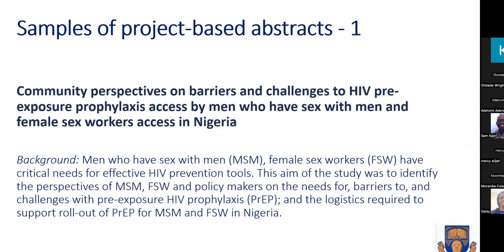Men who have sex with men, female sex workers have critical needs for effective HIV prevention. So the aim of the study was to identify the perspective of MSM, FSW, and policymakers on the needs for, barriers to, and challenges with pre-exposure HIV prophylaxis and the logistics required to support rollout of PrEP for MSM and FSW in Nigeria. Please put your scores. Remember, background has 2 statements. The score is just 1. Please put it in the chat box.